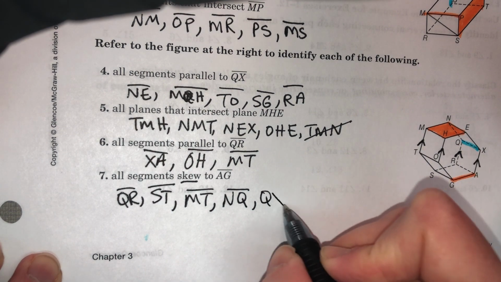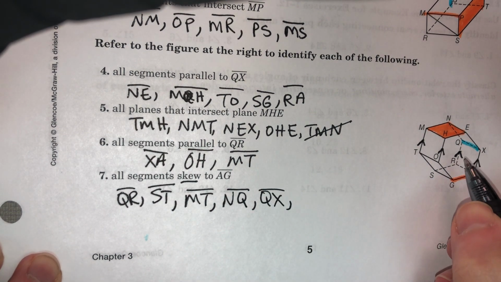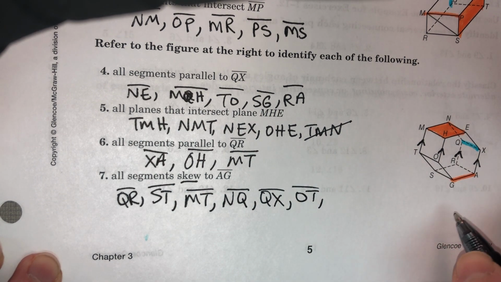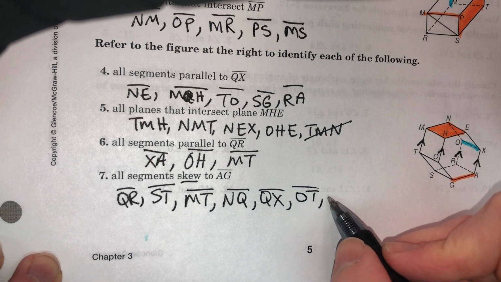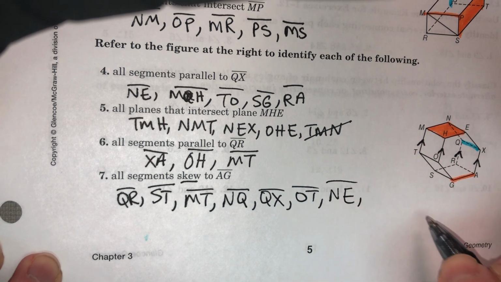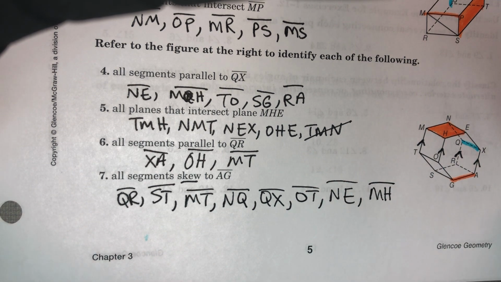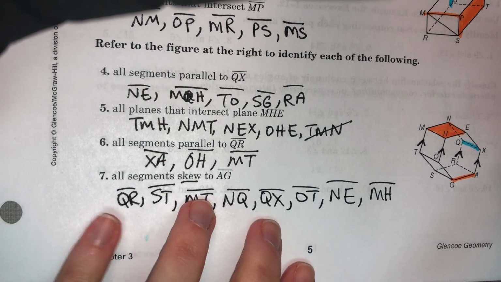QX is another one. OT is another one. NE is another one. And MH is another one. There are quite a few. And what makes that problem challenging is that it says to name all of them, because it's easy to find one or two. It gets more challenging to find them all. Okay.